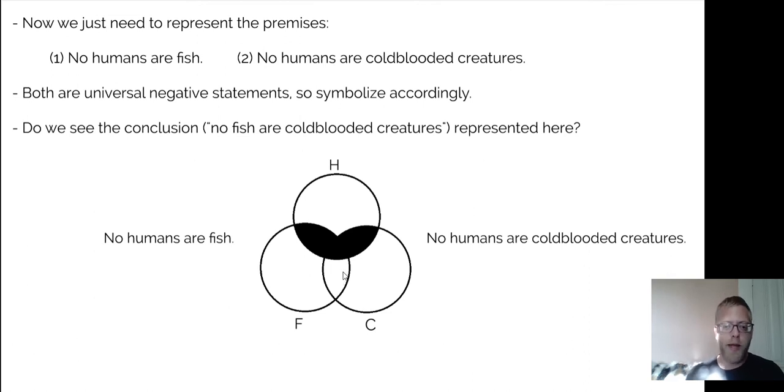The point being, just by representing the premises, we did not get the conclusion to show up. This does not say no fish are cold-blooded creatures. In order for it to say that, this whole section would have to be blacked out to say that there's no overlap between fish and cold-blooded creatures. But we don't have that. This is wide open. There could be fish there. So this argument, since the conclusion does not show up on its own, the argument is invalid.